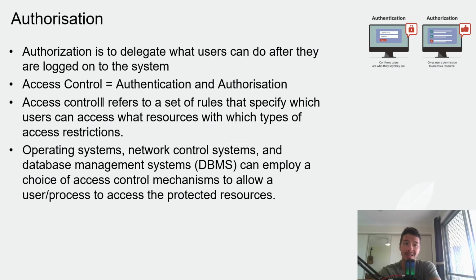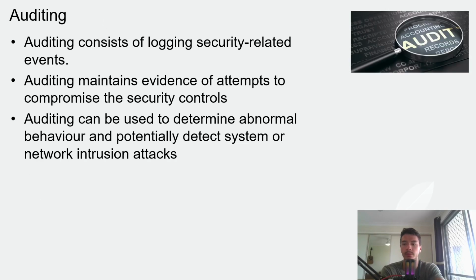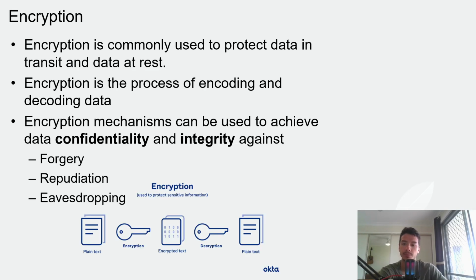Authorization gives users permission to access a resource, but first you must go through authentication to get there. So that's how it works. In order to access, you must be authenticated, then you can be authorized depending on your authentication. Auditing consists of logging security-related events and all that kind of stuff. You can read that one.